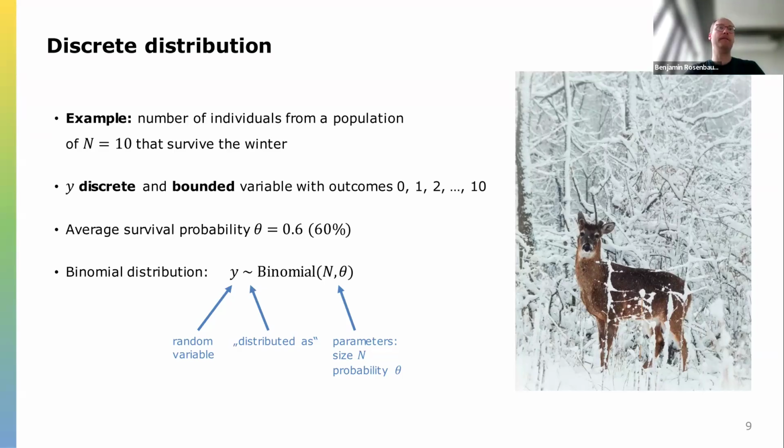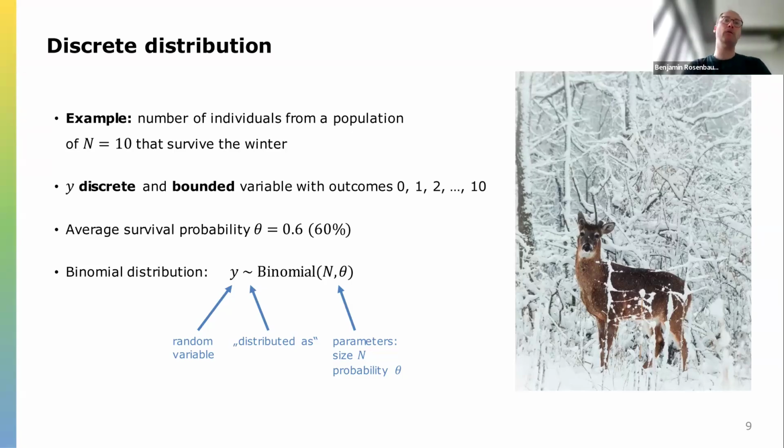Second, this random variable is bounded between 0 and 10, because we assume there is no reproduction over winter, and the population is 10. So the population after the winter can only be between 0 and 10. And then we have additional information. We know the average survival probability. So think of, maybe you have measured that in previous years, or you have several habitats where you know the average survival rate.